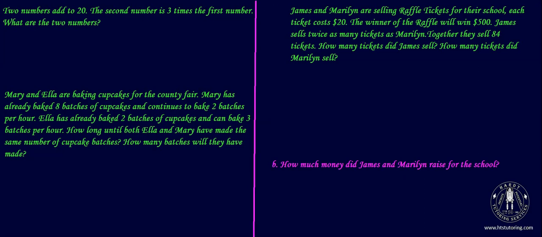Okay, let's talk systems of equations with word problems. So we're going to start with this first one. Two numbers add to 20. The second number is 3 times the first number. What are the two numbers?